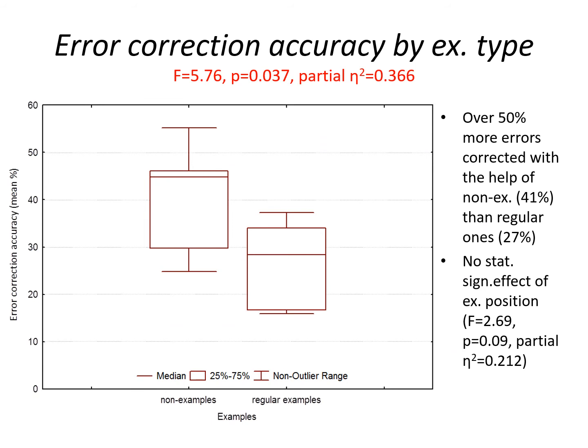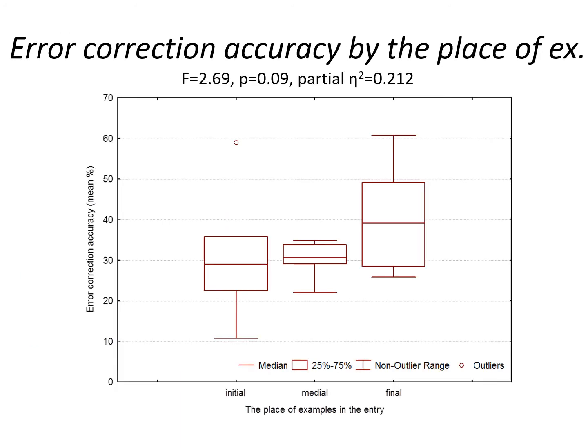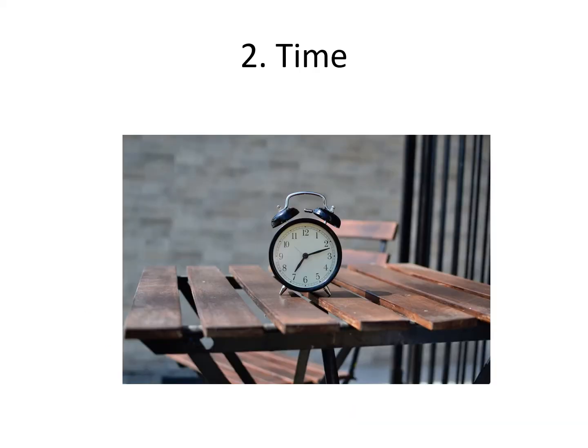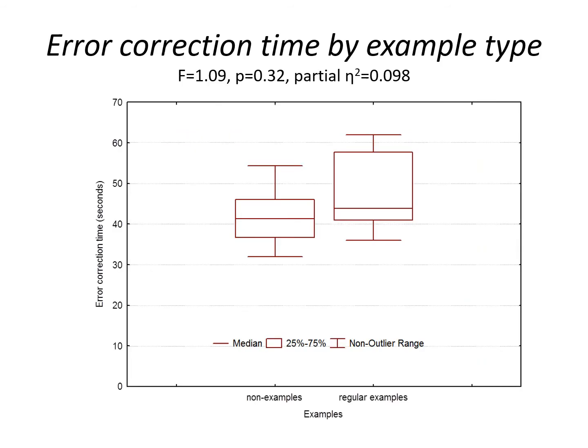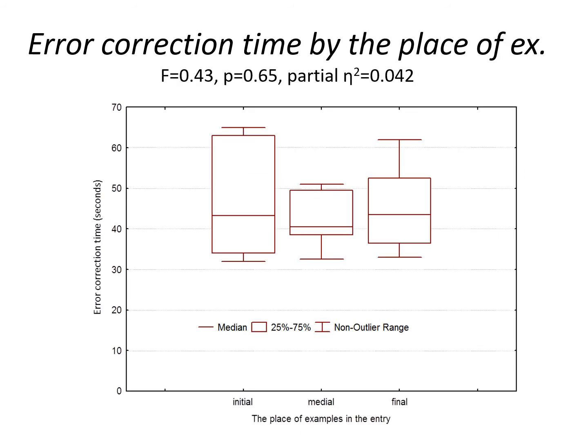Example types had a significant effect on error correction accuracy. Non-examples helped to correct over 50% more errors than regular ones. The position of examples played no statistically significant role. Now let's talk about the time of task performance. Error correction time was not dependent on example types or their distribution. So error correction time did not depend on the place of examples in the entry.